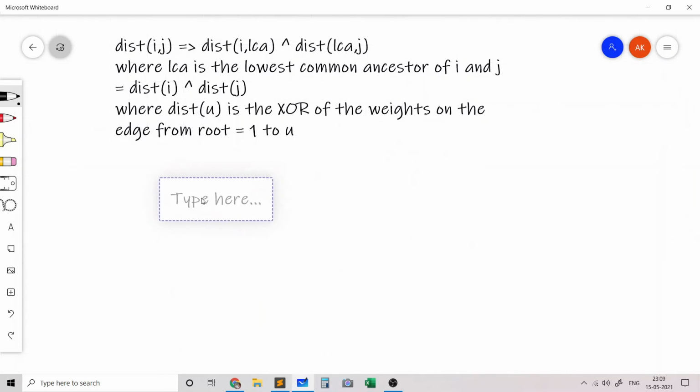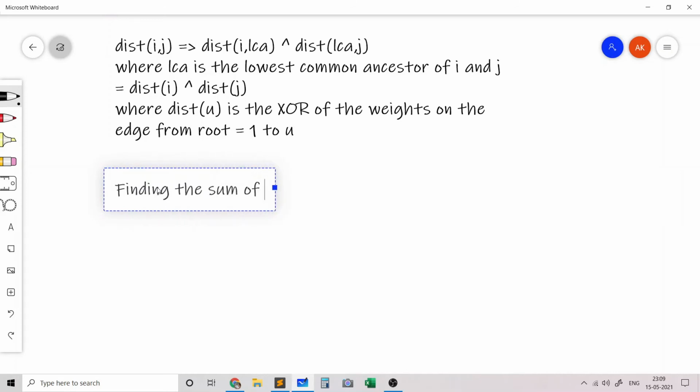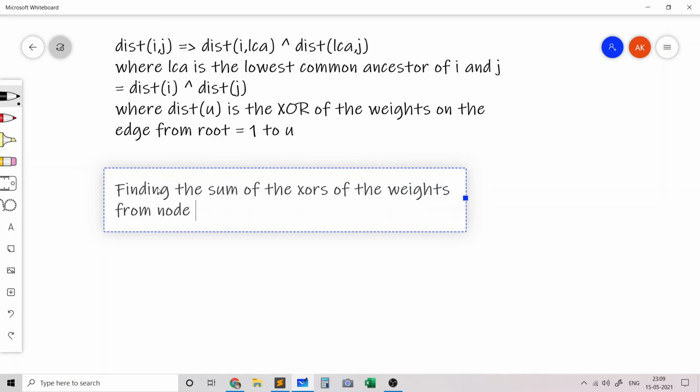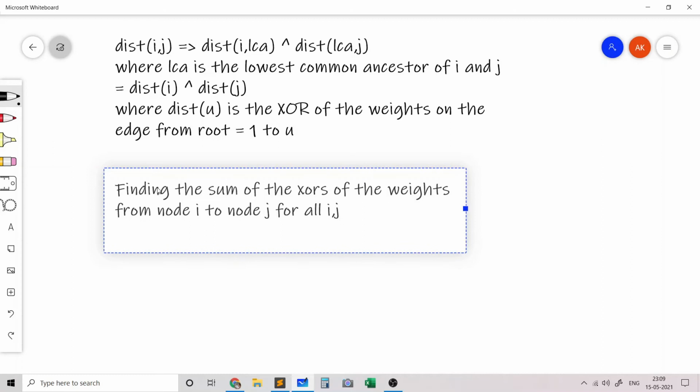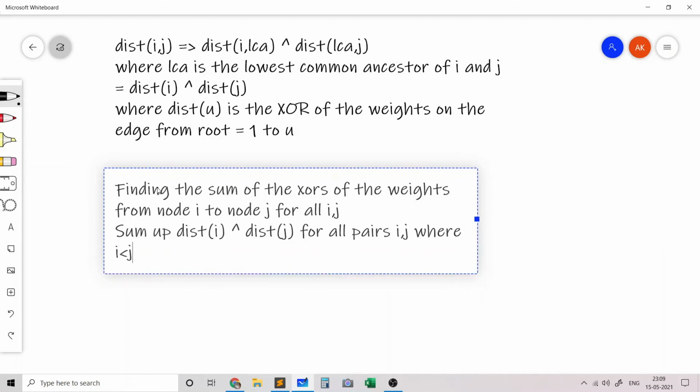Hence the original problem reduces to finding the sum of the XORs of the weights from node i to node j for all i, j. And this is basically the sum of XOR of distance of i and j for all pairs i, j where i is less than j.